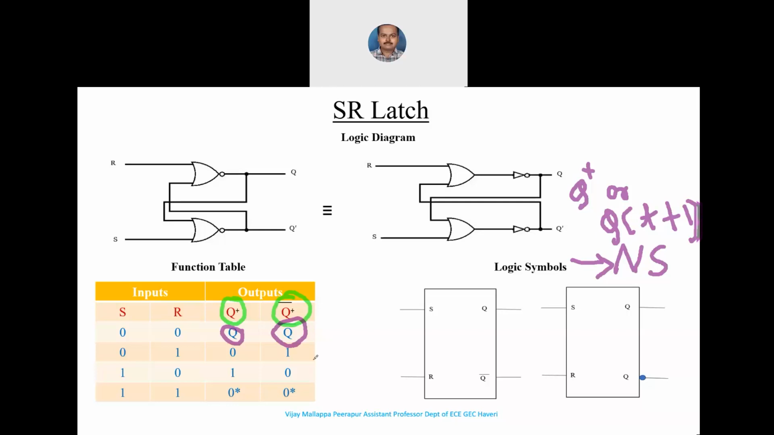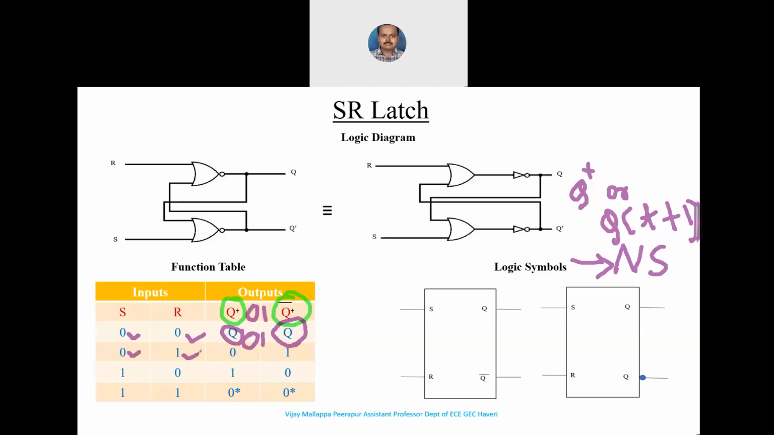this SR latch here. Yes, what you should understand here is when S is 0 and R is 0, the next state is equal to nothing but the previous state itself. In the sense, if the previous state is 0, the next state is also 0. If the previous state is 1, the next state is also 1. That's what it says here, right?